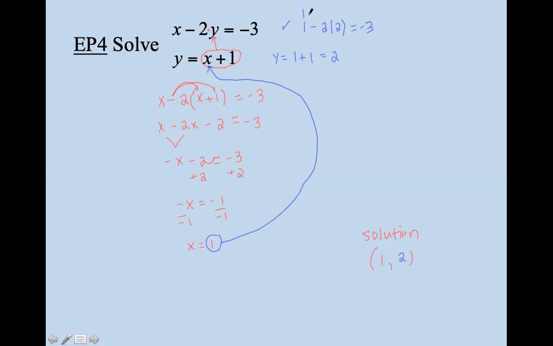And in fact it is. 1 minus 4 is in fact equal to -3. So it works in both cases. And our solution is the point (1, 2). And again, remember, if you would graph these, this is where the two lines would cross at the point (1, 2). This is just saving you from having to graph everything.